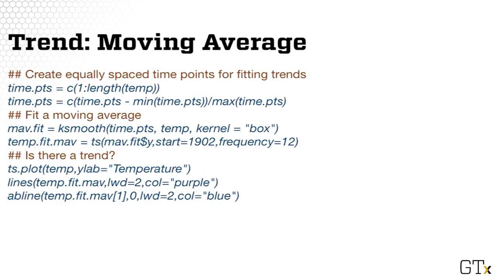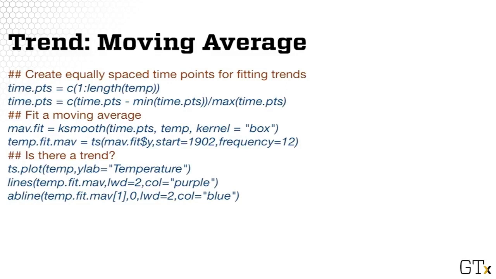Next, I use the ksmooth R command, which is used for kernel regression. Note that I mentioned in the previous lesson that moving average is a particular case of kernel regression where we use a constant kernel within the moving window, which in this case is called box kernel. Thus, specifying kernel equal box in this R command will give us a moving average estimator of the trend.